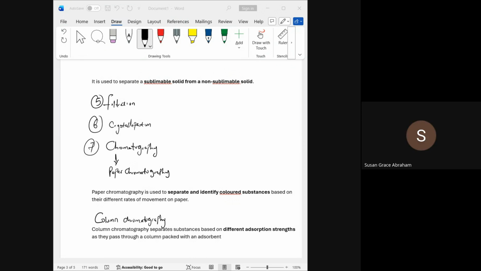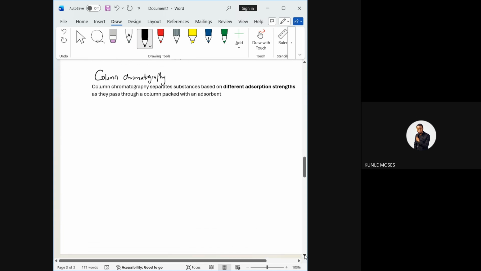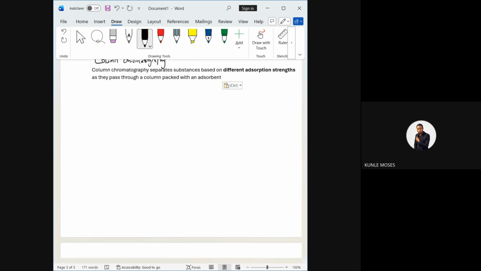So that's an example. What do you say? Okay, what you said now, that's an example of what? Column chromatography to separate plant pigments or drug components. So these are past exam questions.